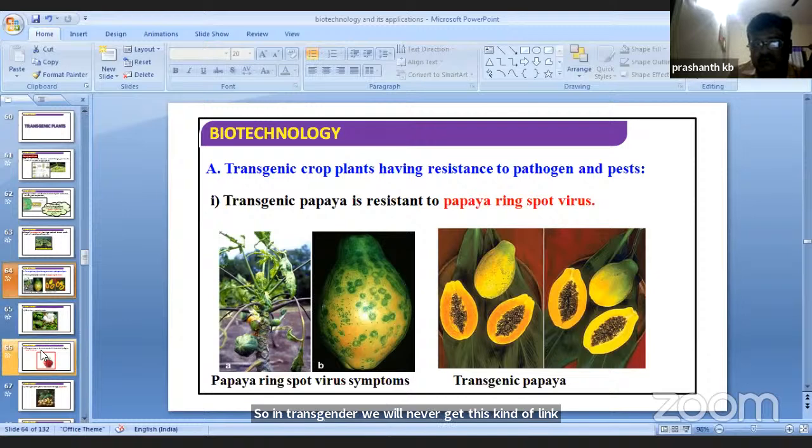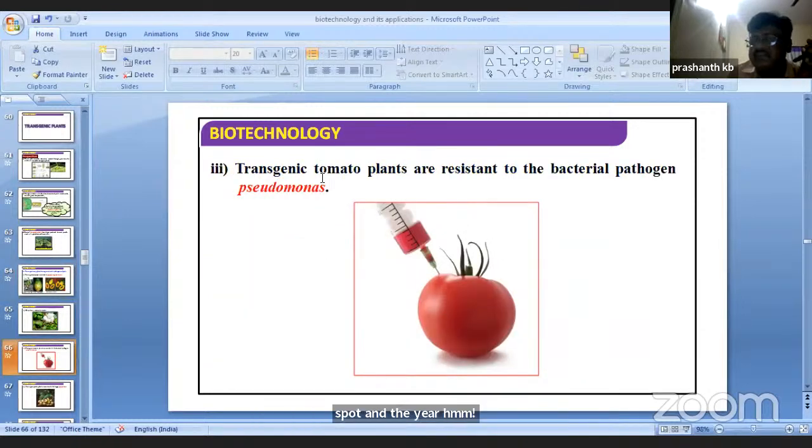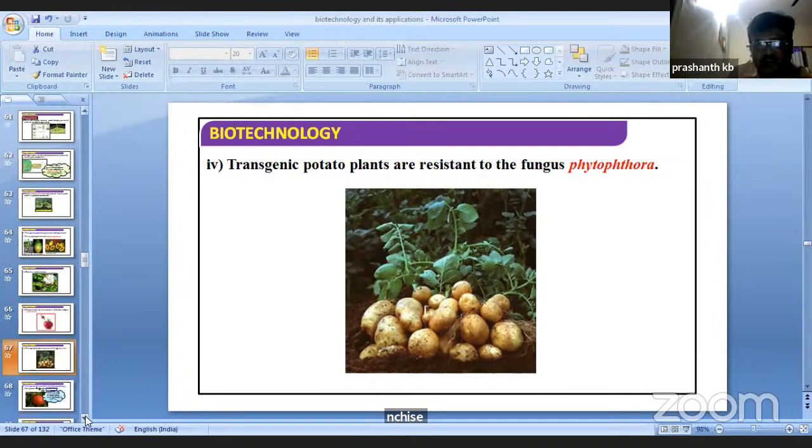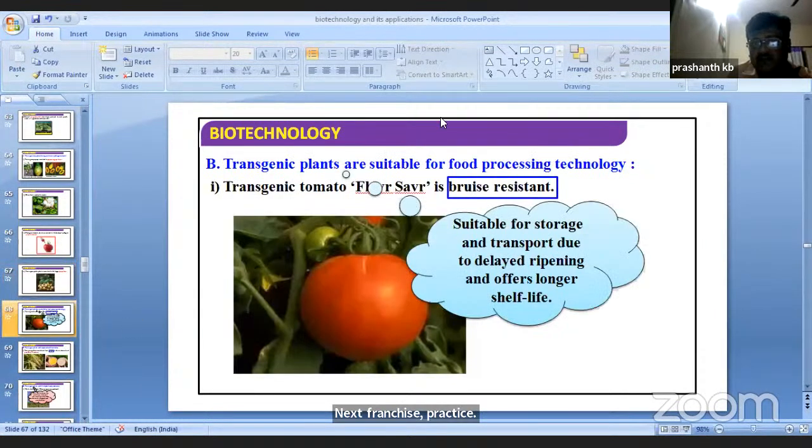Okay. Next, in transgenic tomato, Pseudomonas is used. See, there is no infection at all inside this one, where it is resistant. Pseudomonas is a bacteria, so infection is avoided. Next, transgenic potato they have produced. Phytophthora infection of fungus is avoided. If there is an infection, there will be patches. White color patches will be observed. Fungal infection.